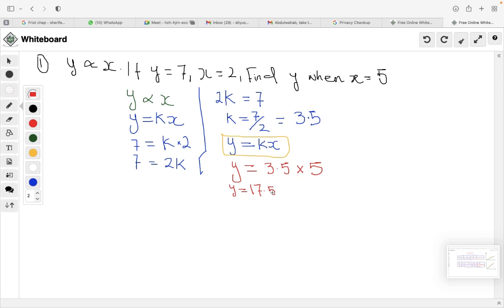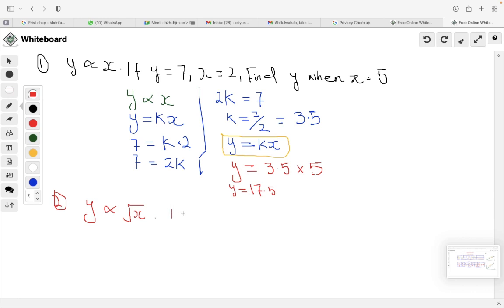Before we go further, or before we go to inverse variation, I think we should solve another problem, at least 2 problems with direct variation before we go further. Now let's say question 2. If y varies as the square root of x. Y varies as the square root of x.